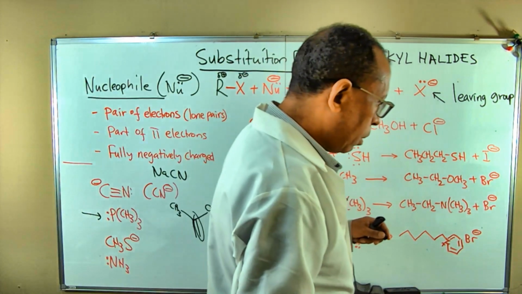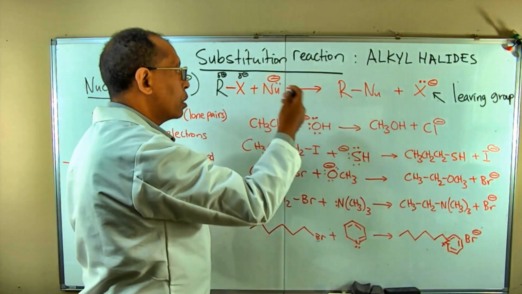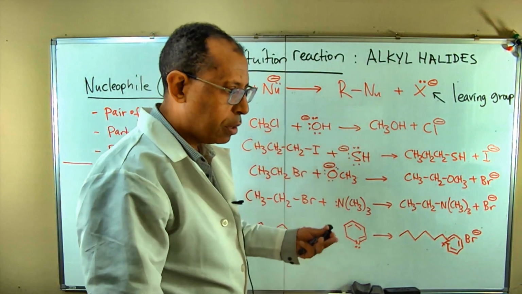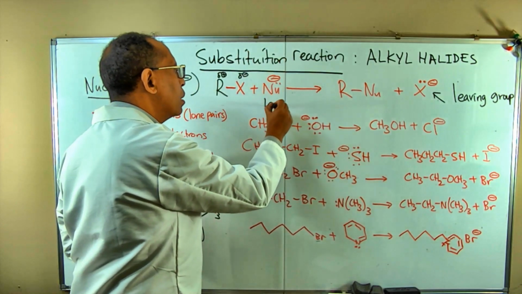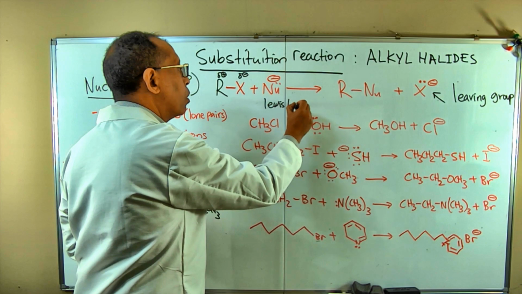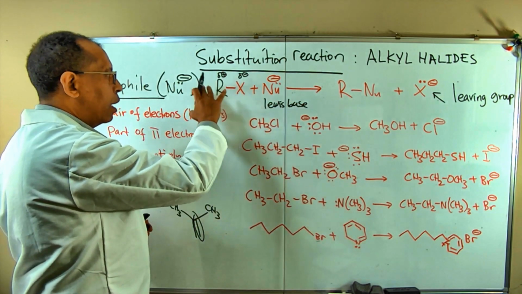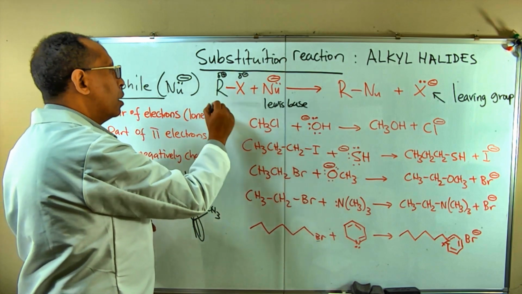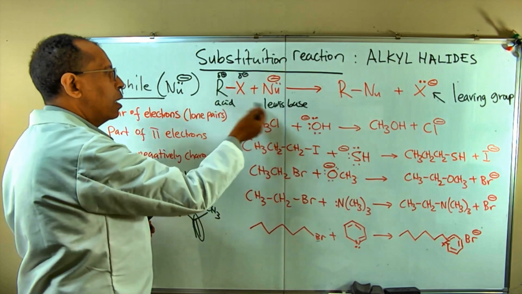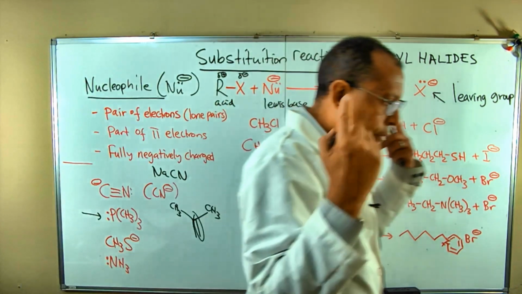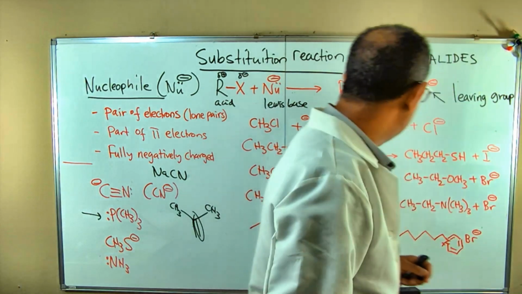So the most important thing to consider is that the substitution reaction per se is actually an acid-base reaction, meaning that the nucleophile is like a loose base. This is another way of looking at it. And the electrophile, the alkyl halide, is used as an acid. So basically, this is an acid-base reaction, if you're just looking at it from a different perspective.